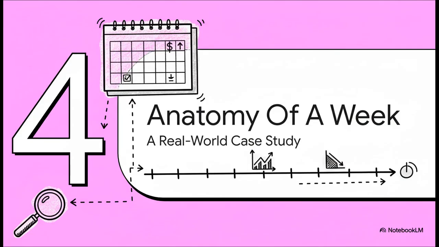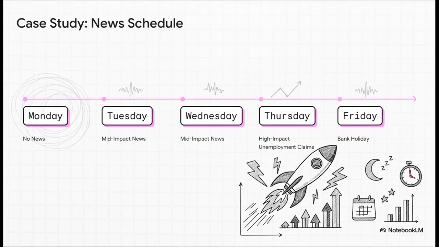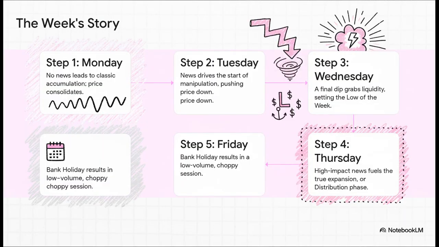Okay, theory is one thing, but let's see this in action. I want to walk you through a real week, play by play, and show you how the calendar basically handed us the market's game plan ahead of time. All right, check this out. This was the calendar for a recent week. Monday, no news. Tuesday and Wednesday have some news, but not the big red folder kind. The real firepower is waiting until Thursday, with high-impact unemployment claims. And Friday is a holiday. So looking at this, what's your gut telling you? Which profile might we be setting up for? And just watch how this unfolded.